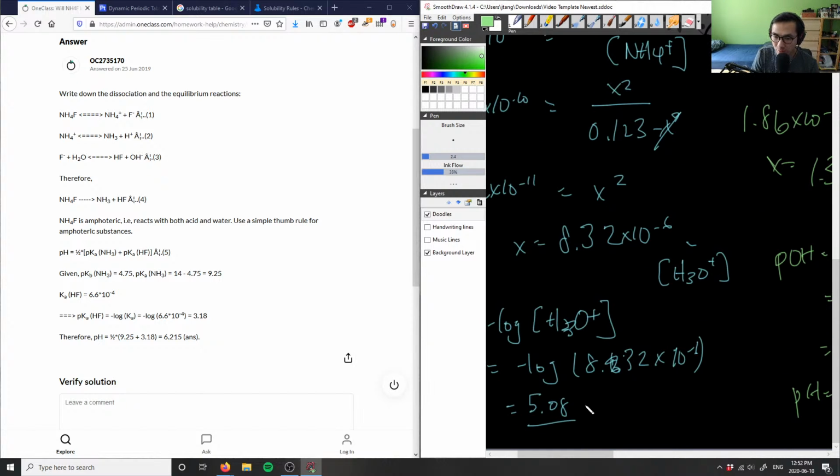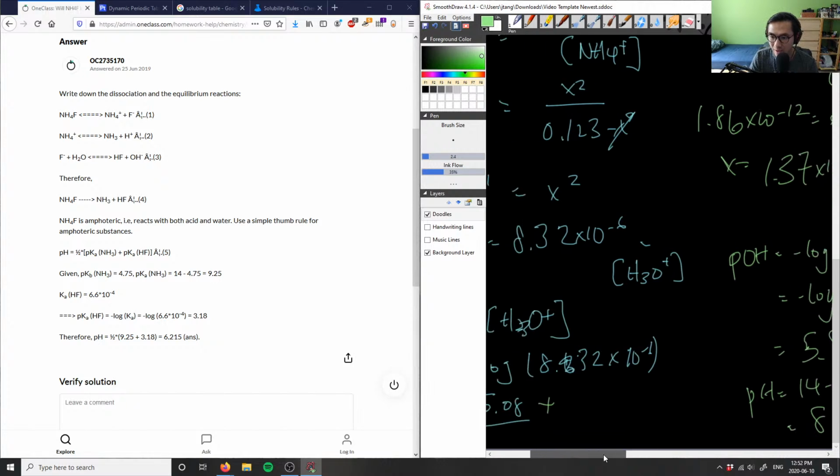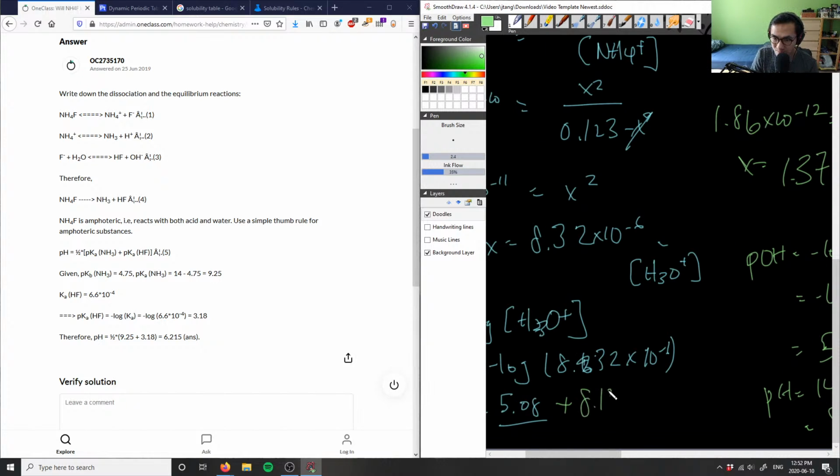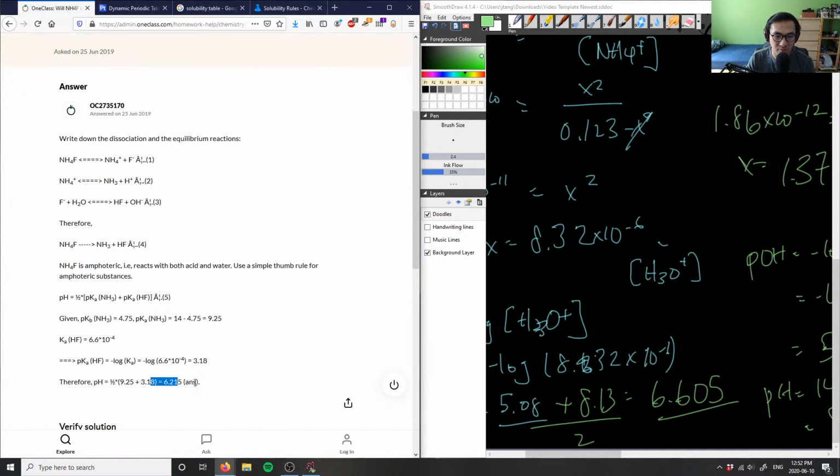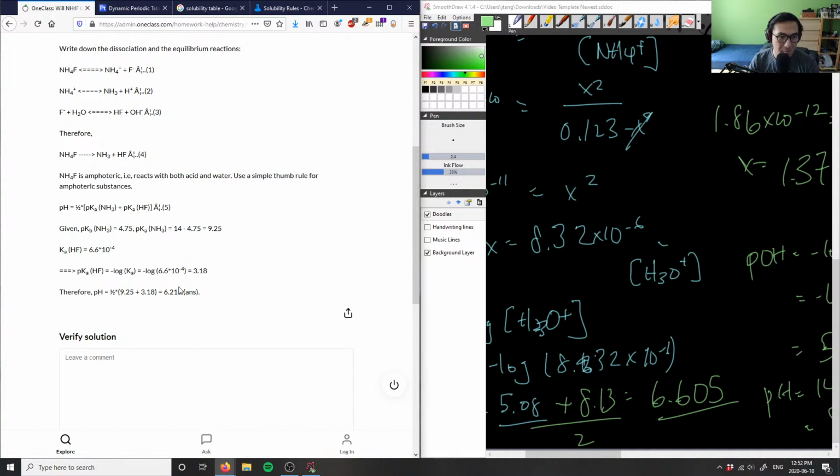So I have 5.08 plus 8.13 divided by 2. And this would give me my solution here, and this would be 6.605. And I believe this one would be our correct answer based on those concentrations there. So very, very close to what they got here. But again, I'm not sure if this equation holds for this formula.